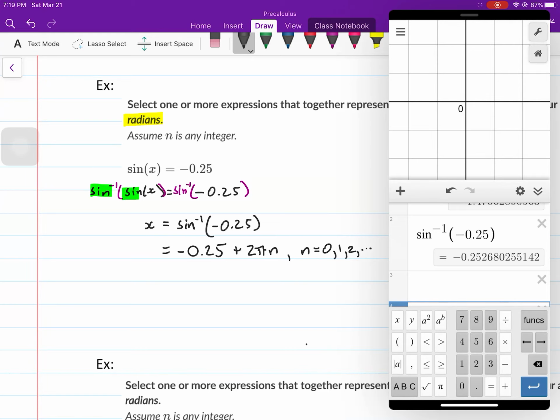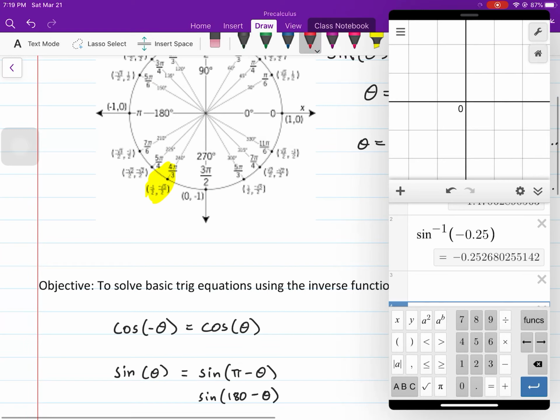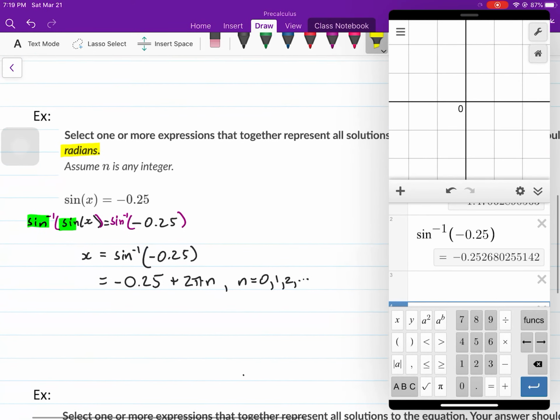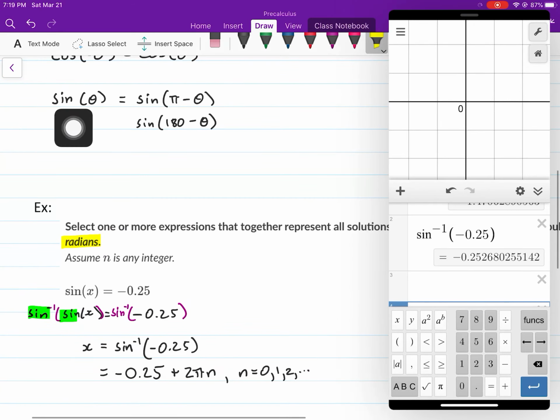Now, is this the only value? No. Remember, it happens at two different locations. We saw that here. It happened here, and it also happened over here as well. So it wasn't just in one spot. So what we're going to do, we're going to use this right here, that sine of theta and sine of pi minus theta are the same thing.